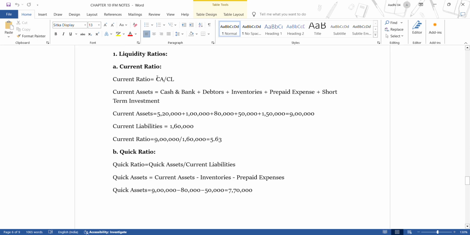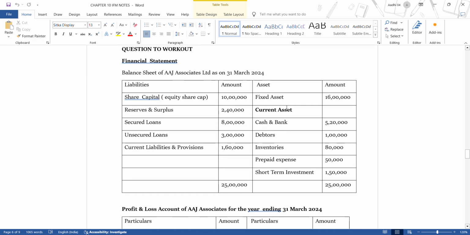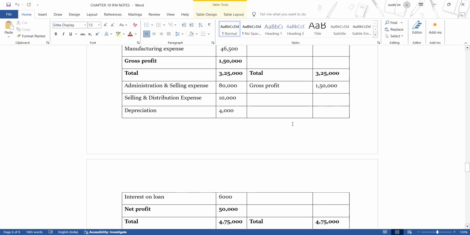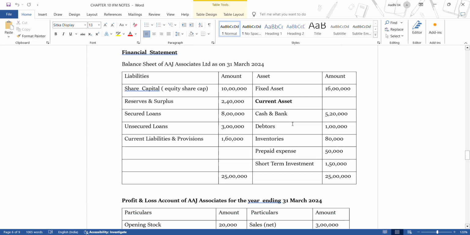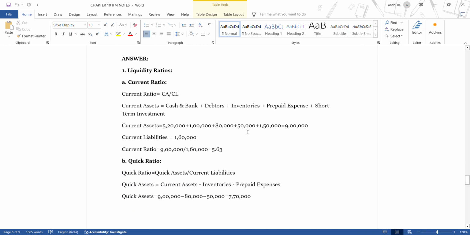Now what is the formula to find the current ratio? Current assets divided by current liabilities. Now what are the current assets? Go to the question, go to your balance sheet, current assets. Current assets are cash, debtors, inventories, prepaid expenses, short-term investment. Add all the items here and you have the total of current assets. Now current liabilities: in the same question we have current liabilities. We don't have any items coming under current liabilities as shown in the format, but here the amount is given to you directly after adding all your current liabilities.